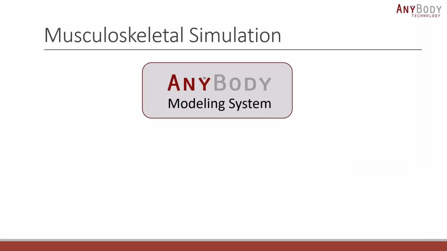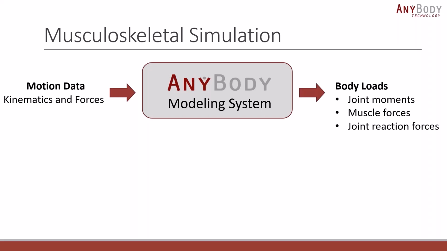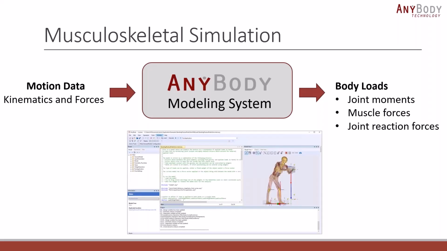So let's begin with having a look at what the Anybody modeling system actually is. Well, the Anybody modeling system is a software that allows you to do musculoskeletal modeling and simulations. As input, it takes motion data as kinematics and forces, and it calculates the internal body loads as joint moments, joint reaction forces, and muscle forces. And here in the bottom of the screen, you can see an actual screenshot from the software, so this can give you an idea of how it looks.